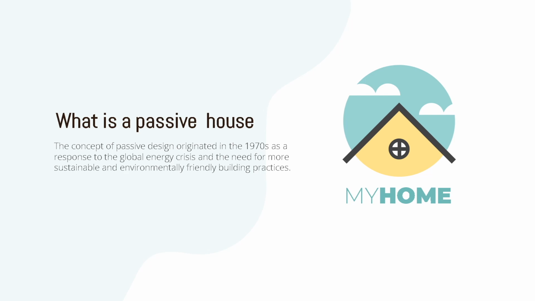The concept of passive design goes back to the 1970s as a response to the global energy crisis and the need for more sustainable and environmentally friendly building practice. It's also a building design approach that leverages the climate and natural elements to maintain a comfortable indoor temperature while reducing or eliminating the need for mechanical systems for heating or cooling. It focuses on two main factors, climate and comfort.